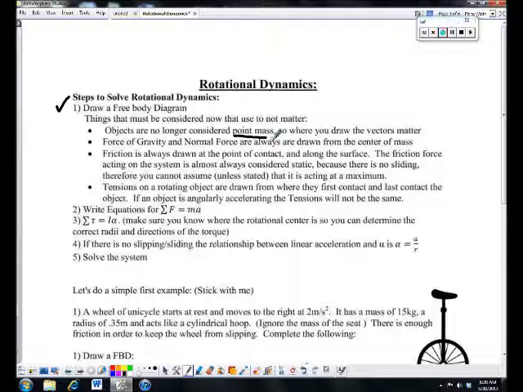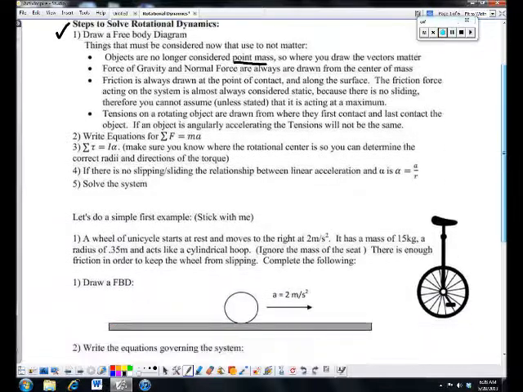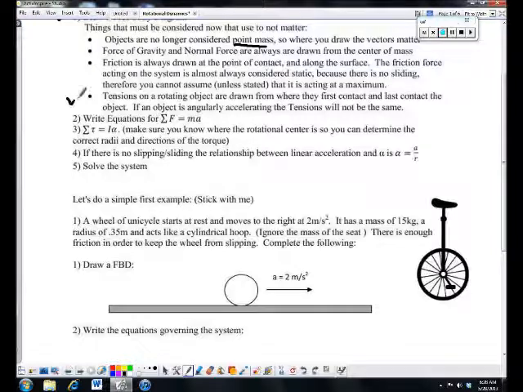So let me say that one more time. Tension, when an object is rotating about it, will not have the same value on both sides.